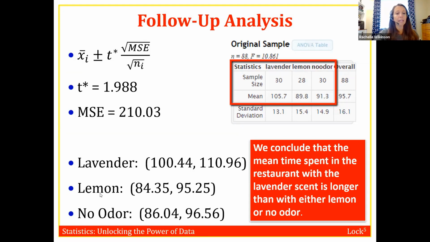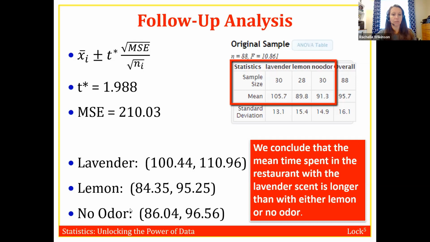Okay, what about lemon and no odor? Do they have any values in common between those two intervals? Yeah, they have a bunch of overlap, right? A bunch of values in common. So that would mean that we don't have any evidence that lemon and no odor are different from each other. So our conclusion then is that lavender is different and that people stay in the restaurant longer with lavender, but we don't have any evidence of a difference between lemon and no odor.